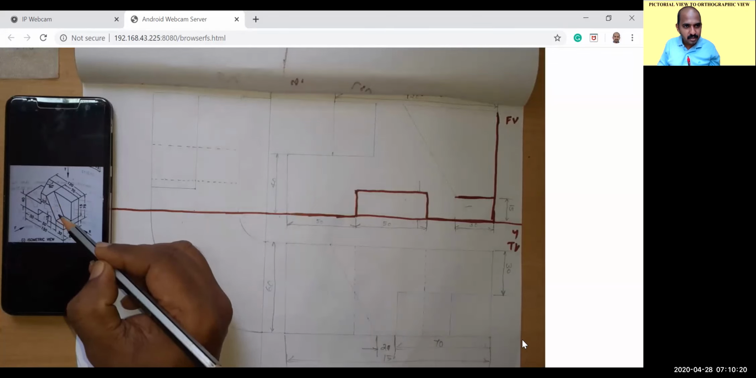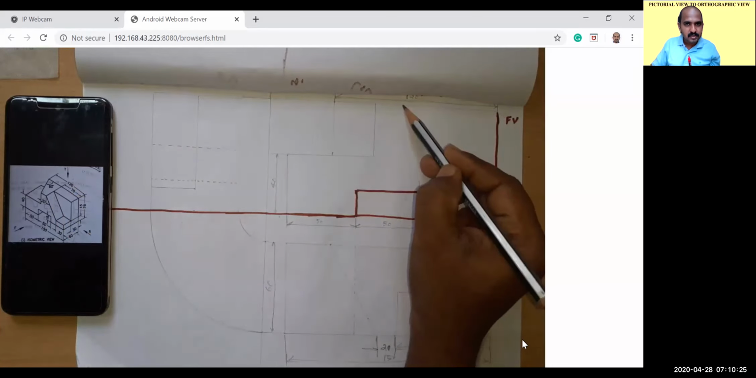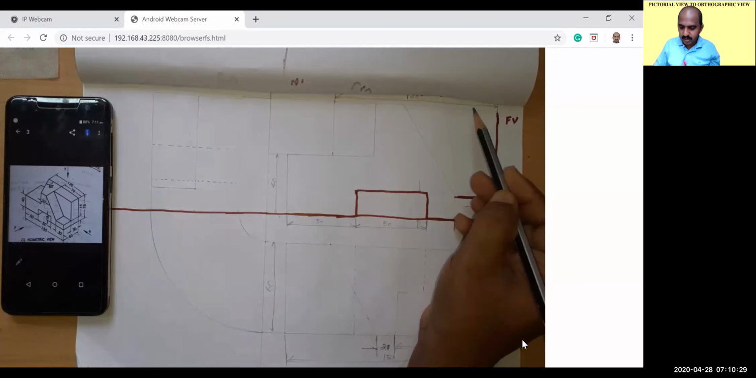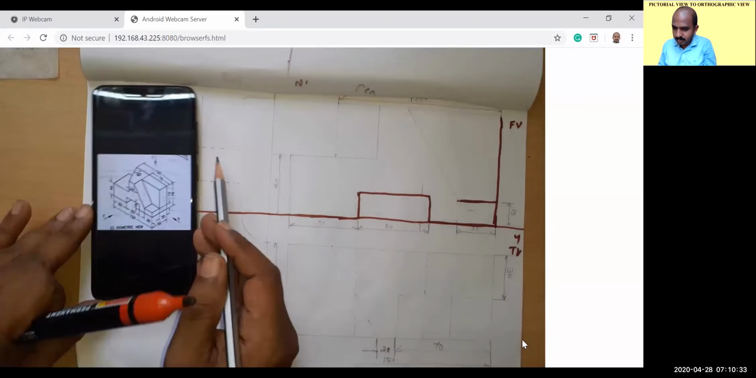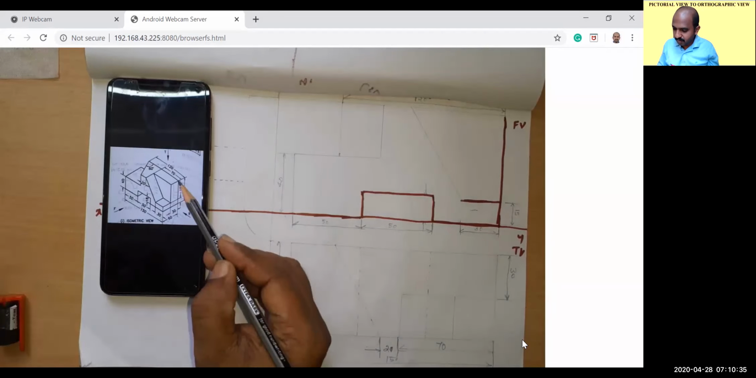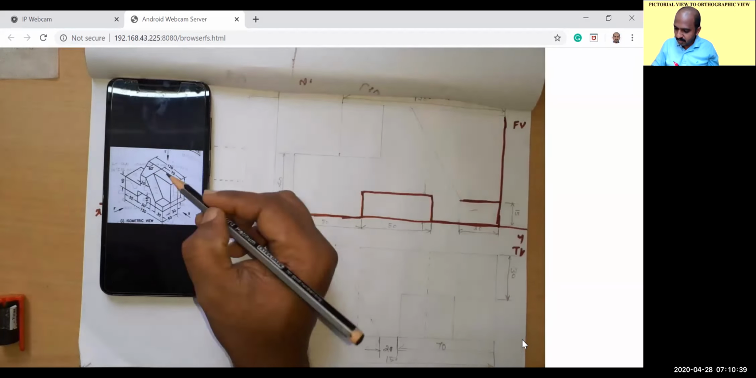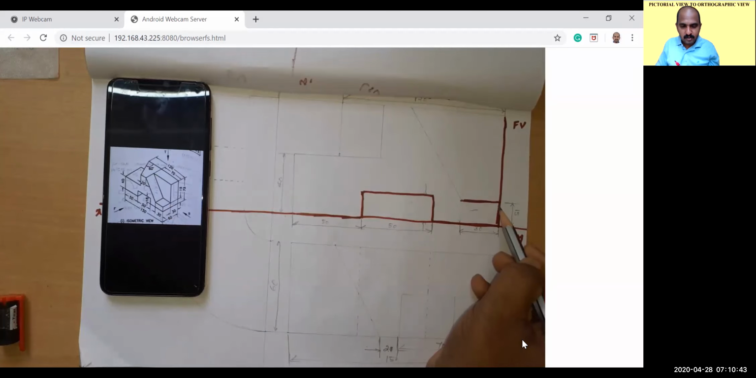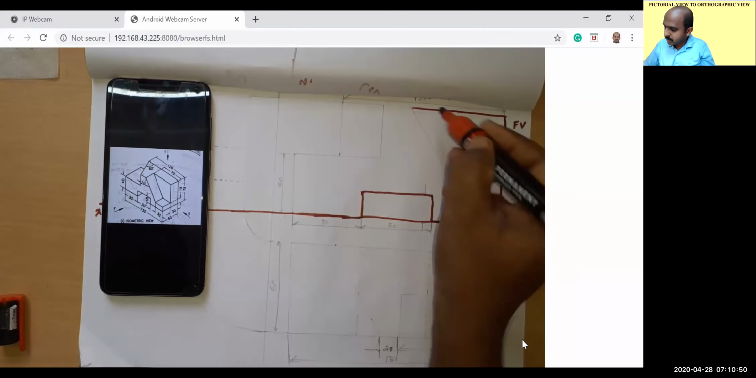What about the inclined line? It is at a distance of 70 from the right end. From this end up to this is 70. So you mark 70, and the line is inclined to this. From the bottom it is up to 30. So you can connect, and this is your inclined line.